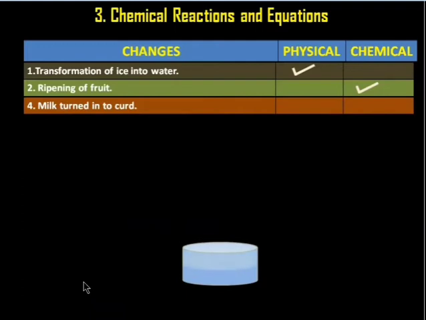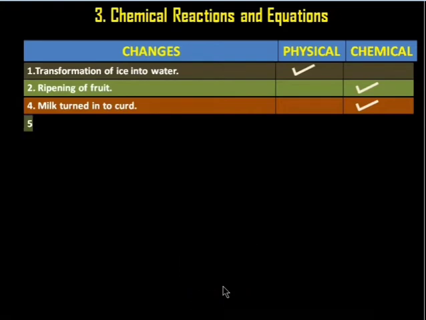Then milk turned into curd. This is milk having lactose sugar. Then we add some curd into this milk. Then lactose sugar is converted into lactic acid. So it is also a chemical change.